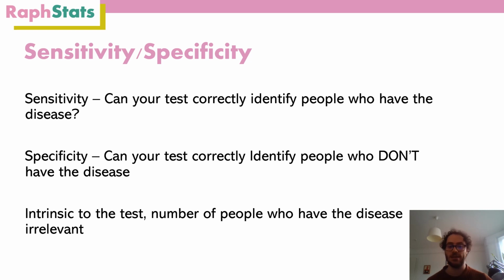Specificity is the opposite. So it's how well your test can correctly identify people who don't have the disease. So if you don't have HIV, how often will my test tell you that you do not have HIV? Now this property is intrinsic to the test. So the number of people who have the disease is irrelevant. This is something you can calculate as a test-specific metric.